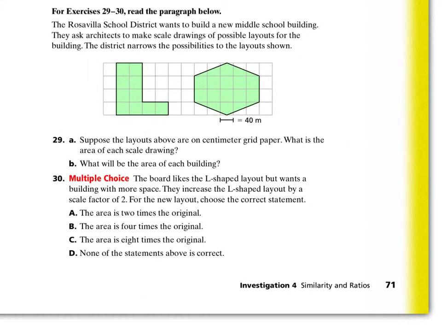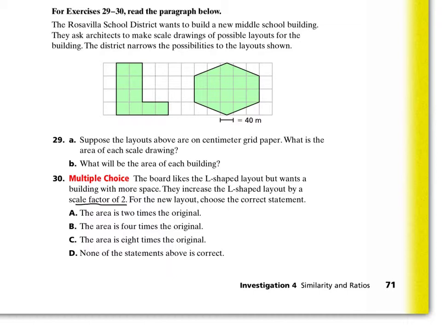Alright, number 30 is multiple choice. The board likes the L-shaped layout but wants a building with more space. They increase the L-shaped layout by a scale factor of 2. For the new layout, choose the correct statement. Okay, it says here, so the scale factor is 2. Let me underline that. Scale factor is 2. That's important.